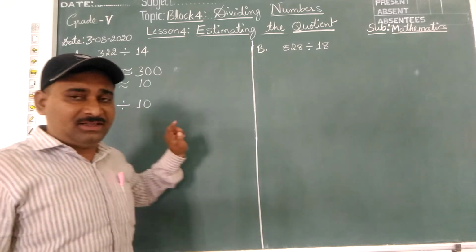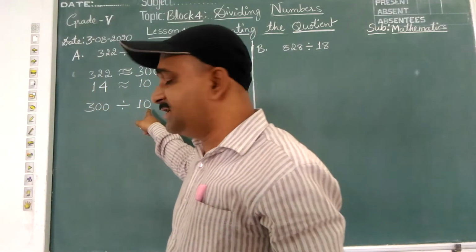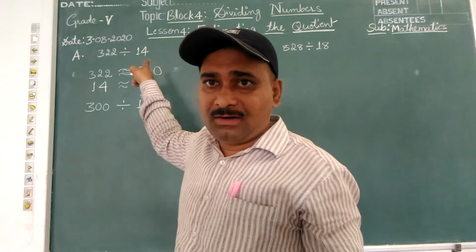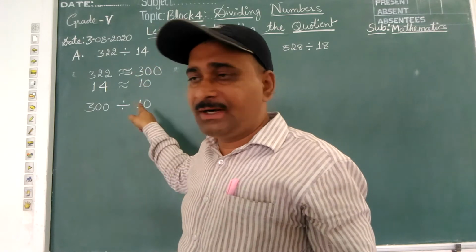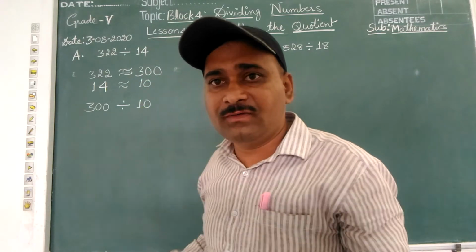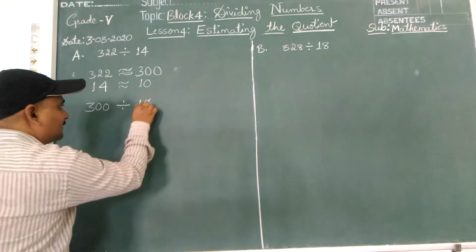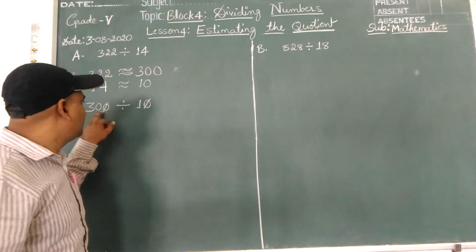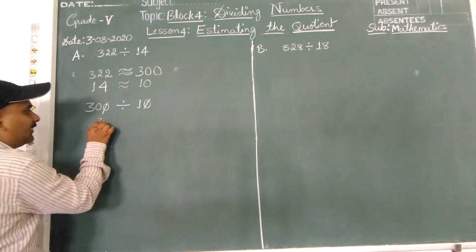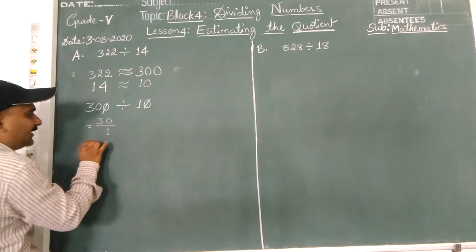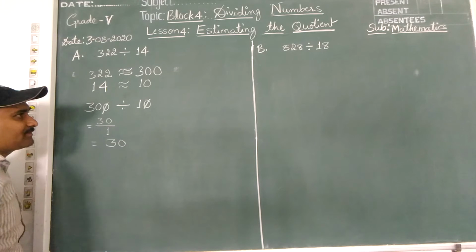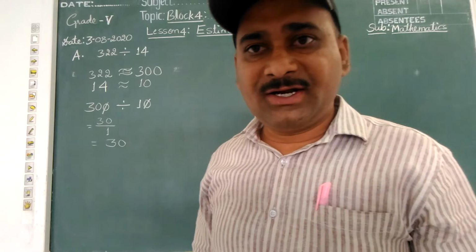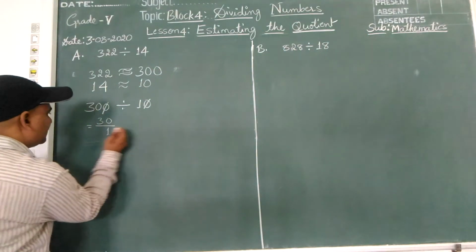You know very well, children, in the first lesson of the same block we learned how to divide by 10, 100 and 1000. How? The 0 will get cancelled. What number is left? 30 divided by 1. So 30 by 1 is 30, children. This 30 is the estimated quotient.